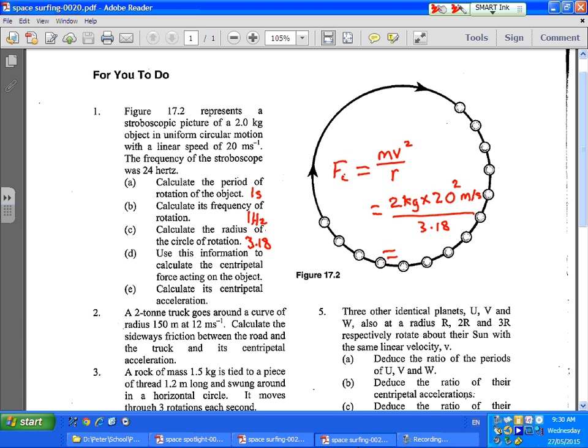Sorry? 20 squared. Yep, 20 squared because it's v squared. 2 times 400, over 3.18, is going to be 251.57. Now, guys, yeah, 250. Not much. I was only out by 11.